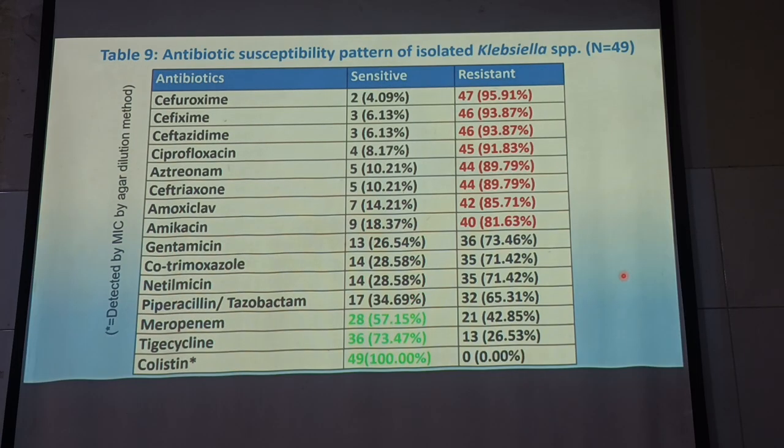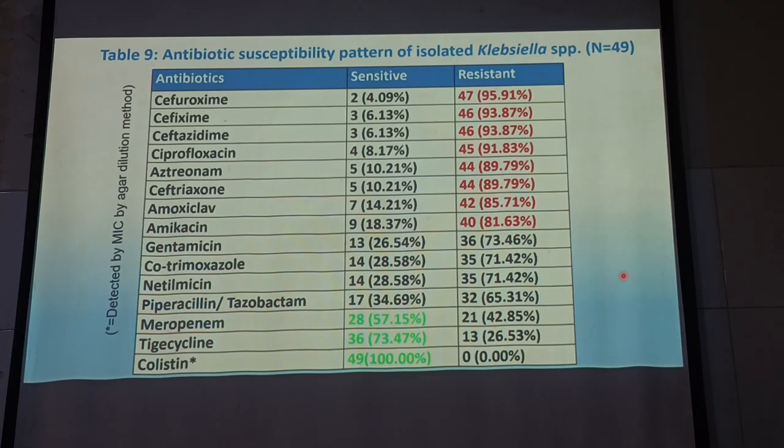Table 9 shows the antibiotic susceptibility pattern of isolated Klebsiella species. Over 80% of Klebsiella species were resistant to second and third generation cephalosporin, ciprofloxacin, aztreonam, amoxicillin, and amikacin. 26 to 34% were sensitive to gentamicin, cotrimoxazole, netilmicin, piperacillin, and tazobactam. 57% were sensitive to meropenem, 73% sensitive to tigecycline, and 100% sensitive to colistin.